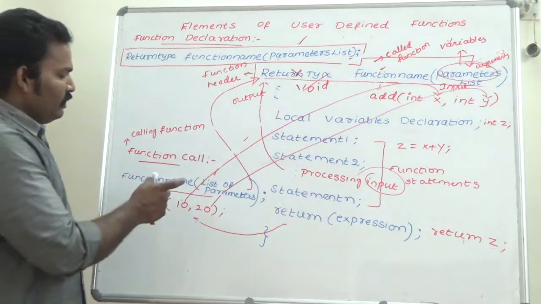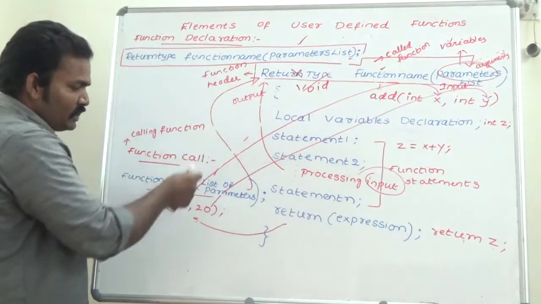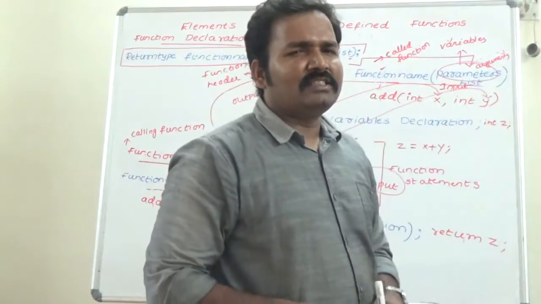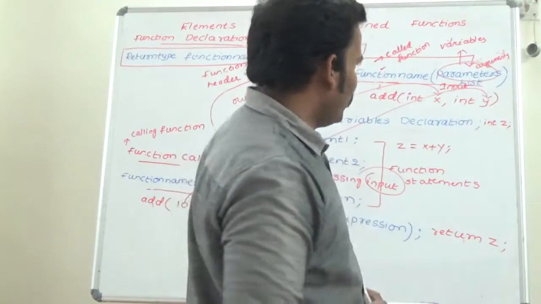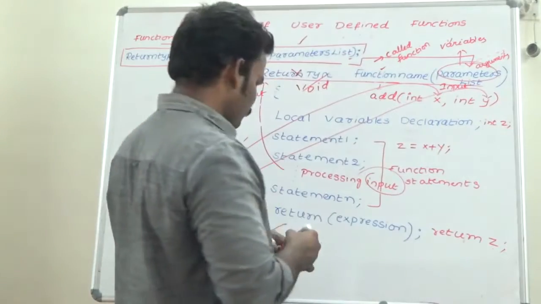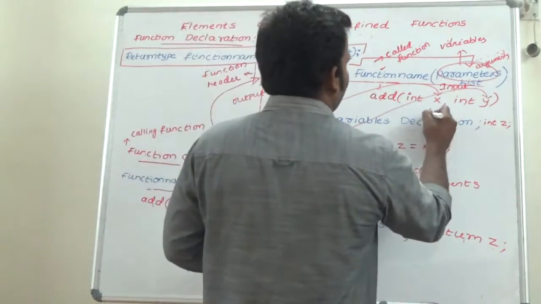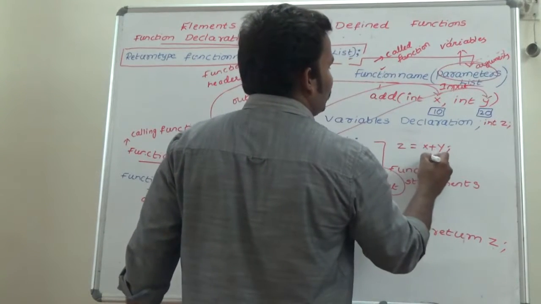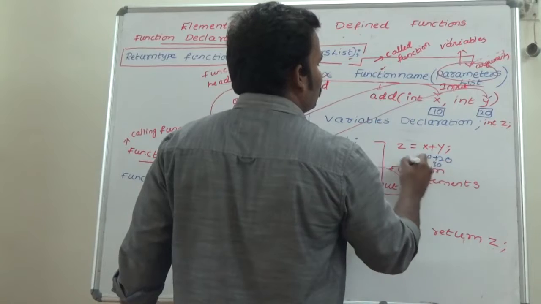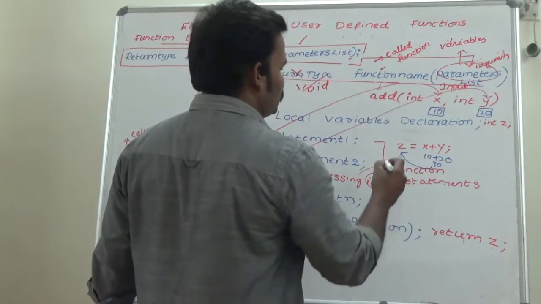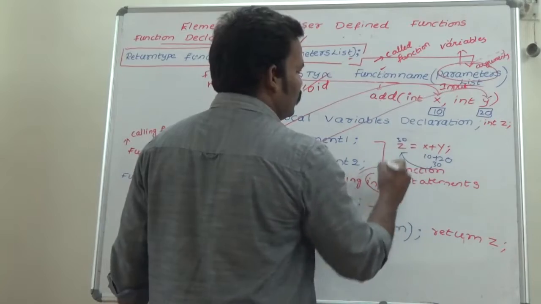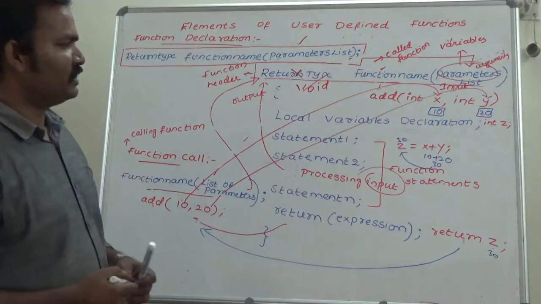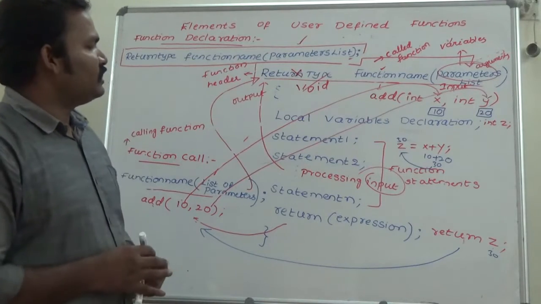Next, what I am doing here is calling add function by passing two values as arguments. 10 will be received by x variable and the next argument will be received by y variable. What is the value of x? 10. What is the value of y? 20. So 10 plus 20, 30, is assigned to z. So 30 is returned to the calling function.